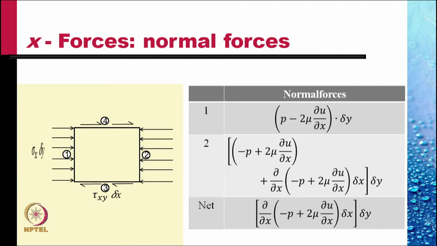Similarly, on surface 2, on the right side, the force is now obtained by a Taylor's expansion of the force in 1. This force is towards the left, the force on 1 is towards the right. So the net force is del by del x of minus p plus twice mu del u by del x into del y.